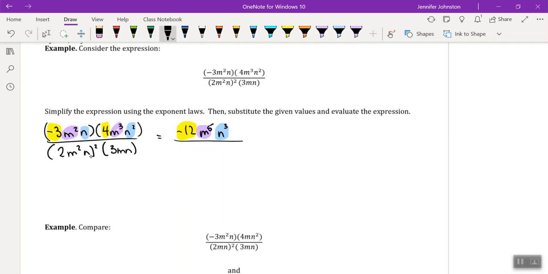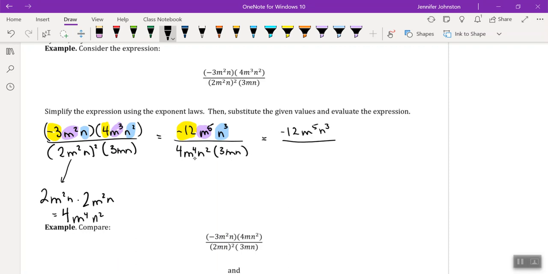Okay, I want to simplify the denominator first. I'm going to expand this out to give us 2m squared n times 2m squared n, because there's 2 of them. So 2 times 2 here is 4. M squared times m squared gives me m to the 4, and n is n squared. All right, so 4m to the 4 n squared, and that's going to be multiplied by 3mn. Okay, so we still have the -12m to the 5n cubed on top.